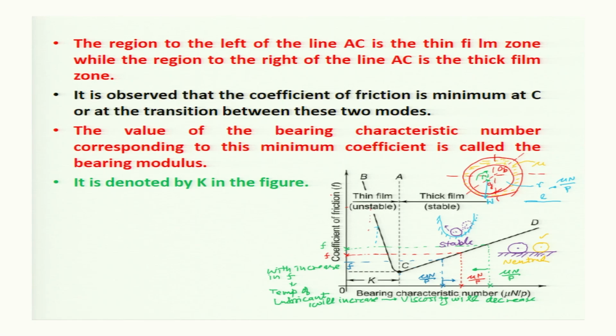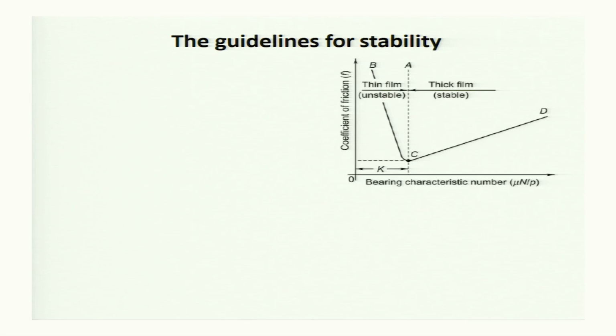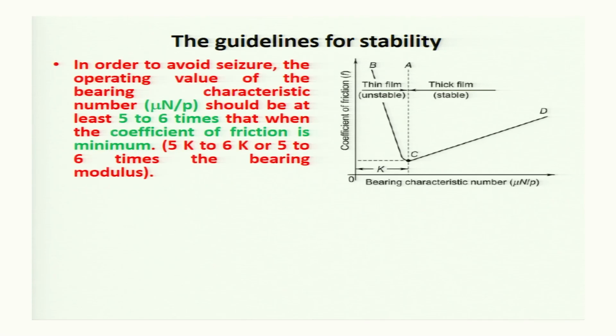And this C is the threshold value, and that is given by this K. So, the threshold value of bearing characteristic number will be determined by this K, and you will try to have a bearing characteristic number more than this K. That we will get from the guidelines for stability. In order to avoid seizure, the operating value of the bearing characteristic number mu n by P should be at least 5 to 6 times that when the coefficient of friction is minimum.